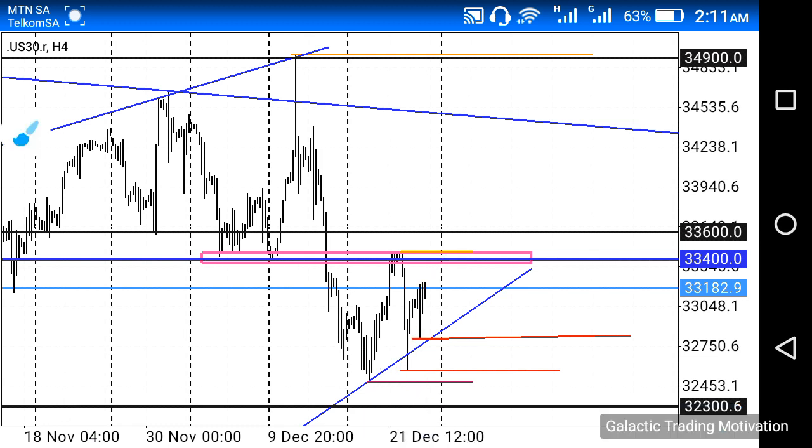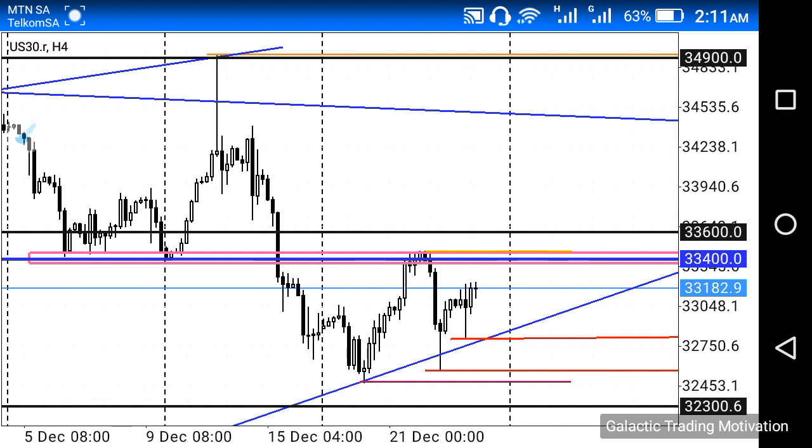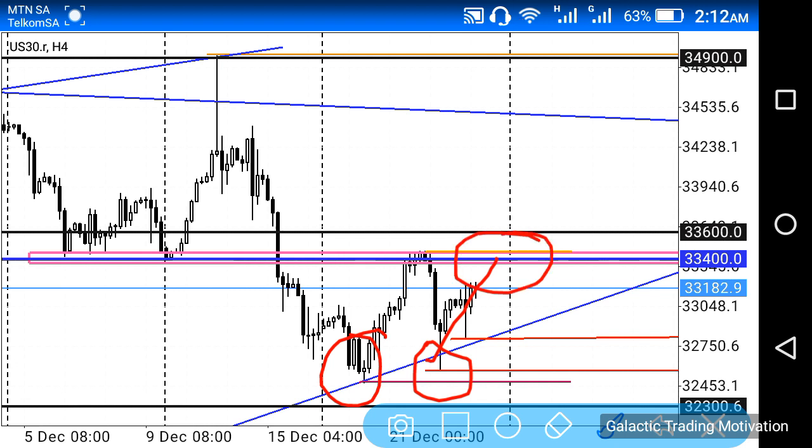So what does this mean, guys? What this means is that at this point in time, given that this was the third rejection and this being the second rejection, we expect price to at least move all the way to the 33400 level, and at this point we should be looking for potential selling opportunities.